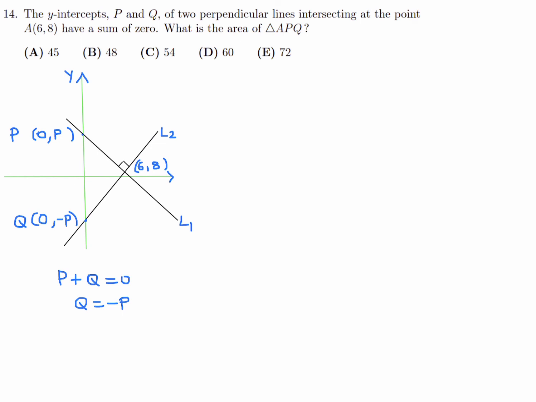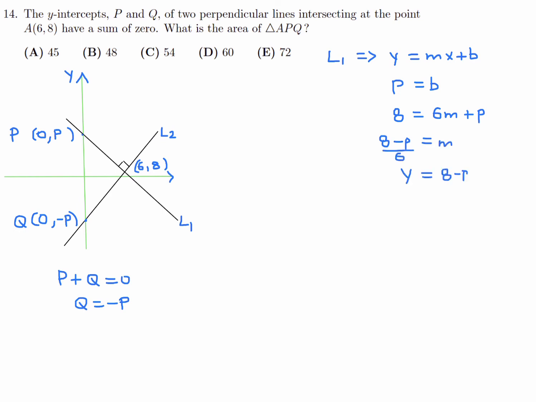So let's start with L1. L1, like any line, will have the equation y equals mx plus b. So substitute this point since it's on it, and that would give me p is equal to b. And then substitute this point since it's on it, and that would give me 8 is equal to 6m plus b, but b is p. So therefore (8 minus p) over 6 is equal to m. And therefore that equation is y equals ((8 minus p) over 6)x plus p. That's the equation of L1. So I'll put that there, L1.